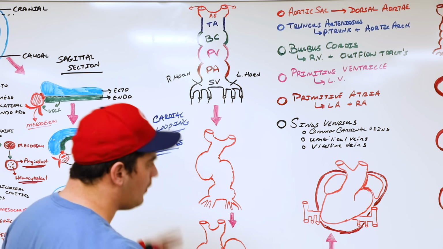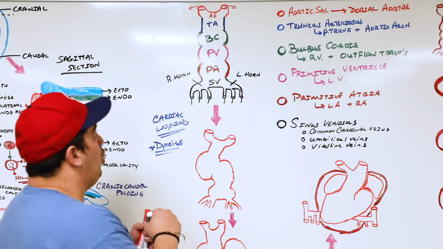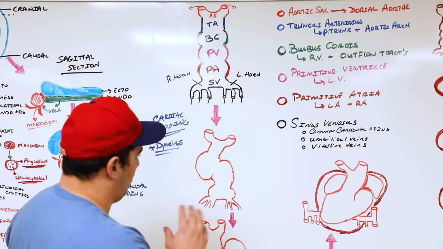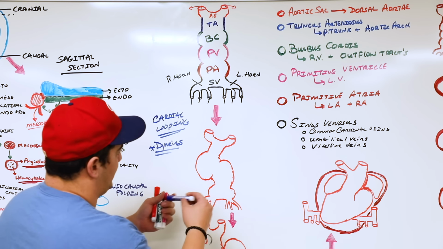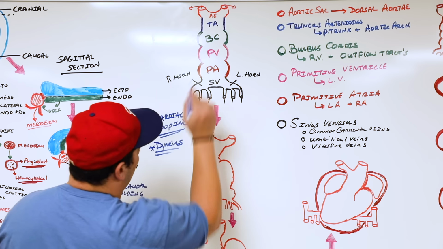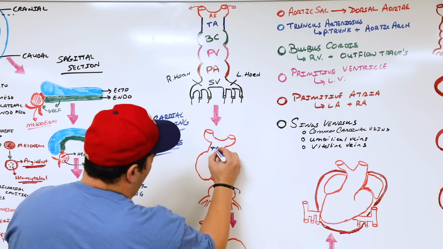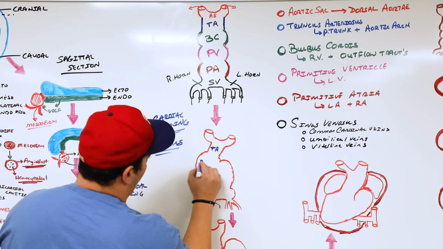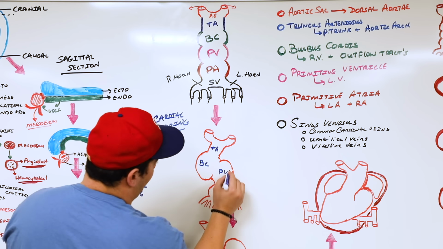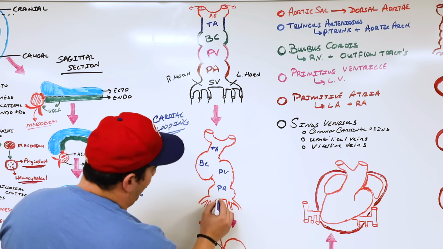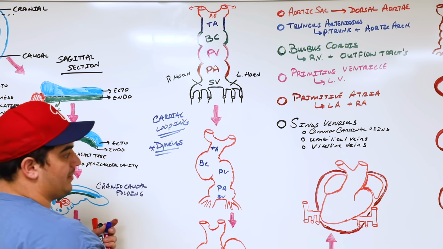All right, nonetheless, what I want you to take into consideration here is we're going to start this cardiac looping process. Let's denote these. Just the truncus arteriosus here. Right, truncus arteriosus, this is our bulbus cordis, this is our primitive ventricle, this is our primitive atria, and then here at the bottom you'll have your sinus venosus, okay?